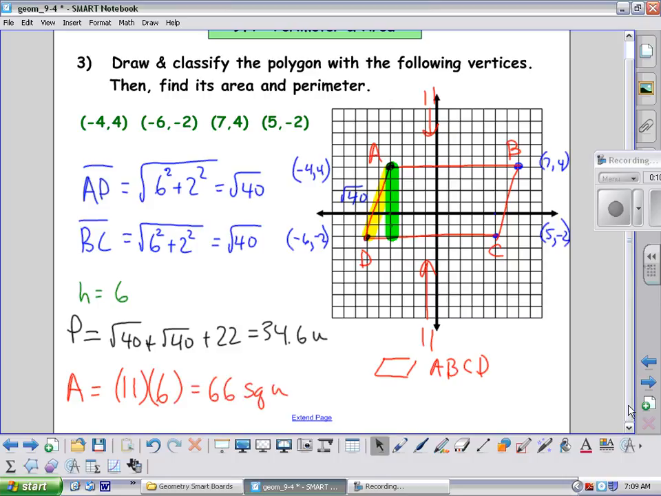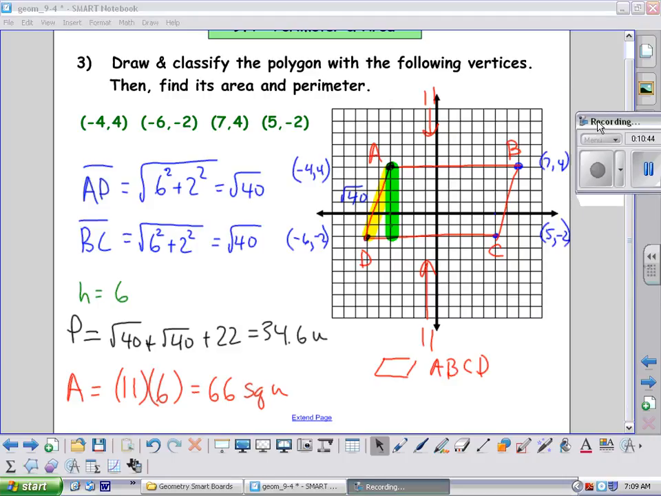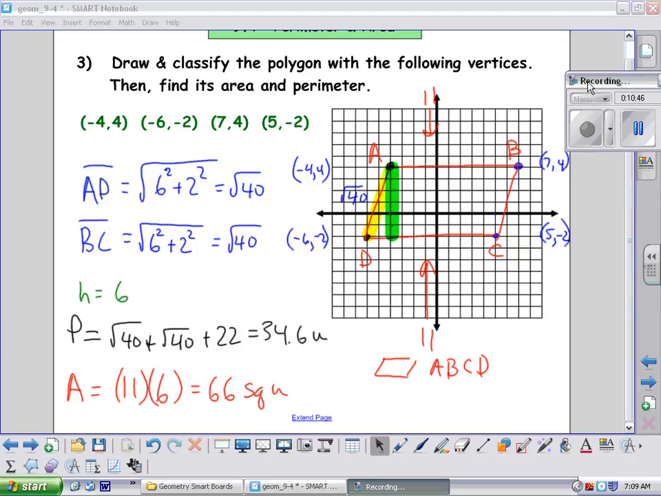Okay, so basically at the end of the day here, what can we do? We can plot a figure on a coordinate grid and find its area and perimeter, and classify it. And also with irregular shapes, we can basically make an estimate as to the area of a figure like that.